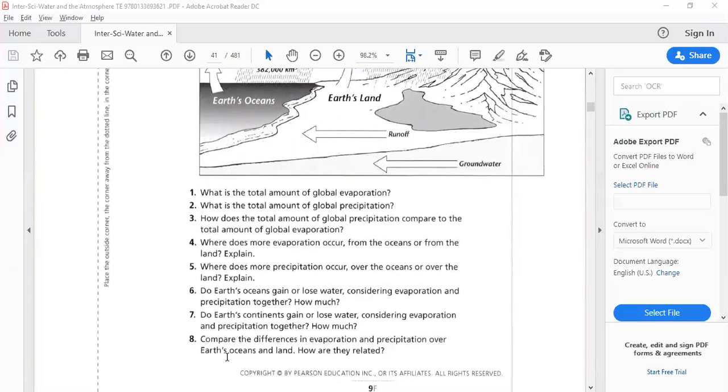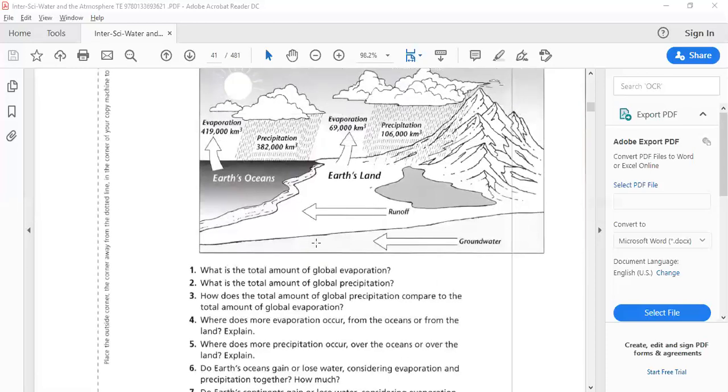Number eight is saying, compare the difference in evaporation and precipitation over the Earth's ocean and land. How are they related? That's what I said before. The ocean is losing 37,000 cubic kilometers of water, and on the other side the land is gaining 37,000 cubic kilometers of water. What the oceans lose by evaporation is gained by precipitation on the land. So that's the relation between them.